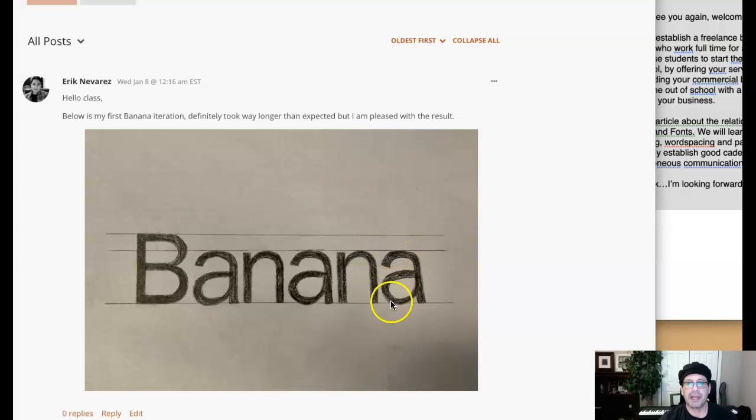For example, this A right here seems to be on a slant as we compare it to the other A's. And this A right here appears to be bigger than this A simply because this part of the counter in the lowercase a is below the baseline. So this little area right here makes this letter appear to be bigger than this letter. So we're looking at a little bit of an inconsistency there. So what you want to concentrate on in your second iteration is perfectly parallel baseline, mean line, cap line.